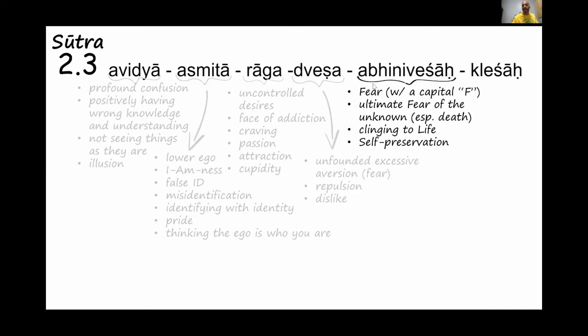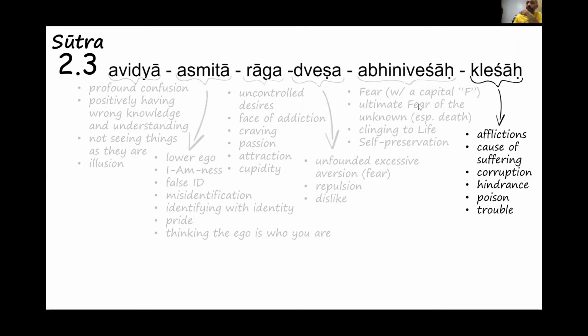And then we have abhinivesha. Abhinivesha is bigger than just avoidance. It's fear, like the ultimate fear with a capital F. And for most people, the ultimate fear is death, right? Because we cling to life. We love living so much. Even though we don't always like what we're living through, we don't want it to end, right? We keep clinging to this life. And the fear of losing this life, that's the ultimate fear. That's the abhinivesha.